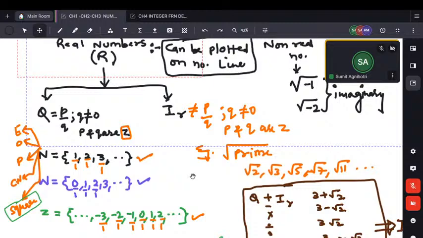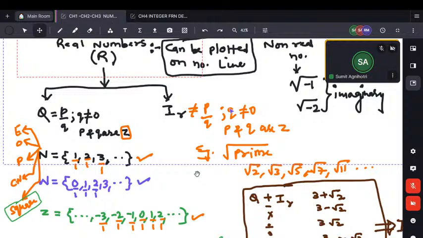Rational can be written as P by Q, where Q is not 0 and P and Q are integers, and irrational can't be written as P by Q. Do you know the decimal form of these? One more thing to cover here: if you add, subtract, multiply, or divide a rational with an irrational, in all these cases you will get irrational.